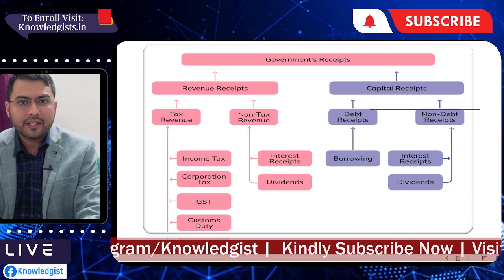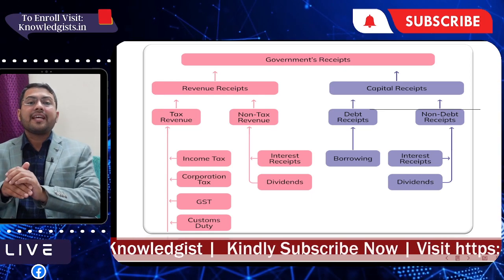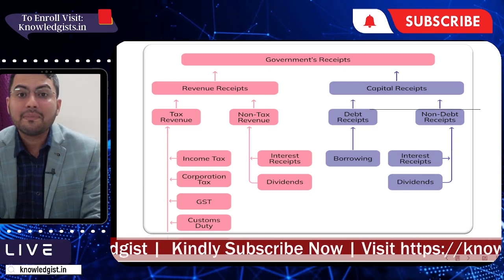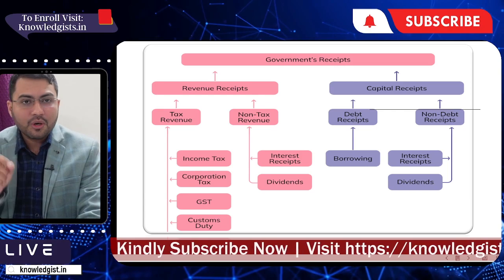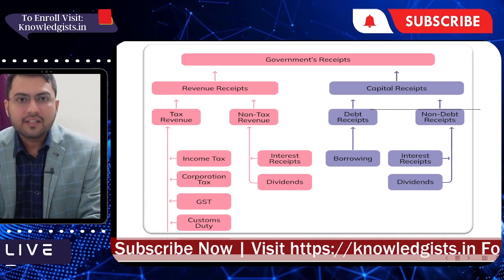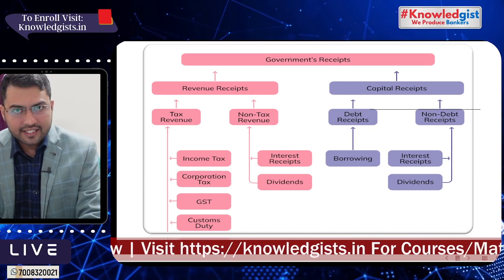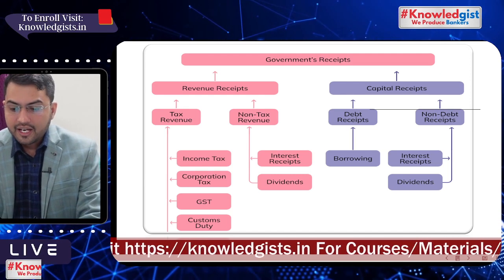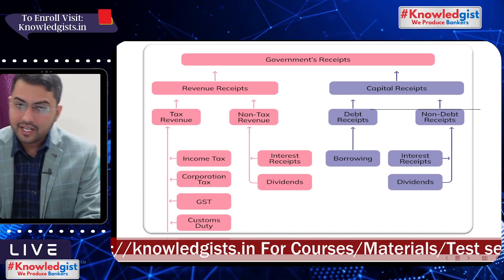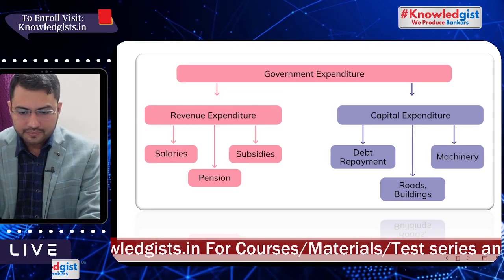On behalf of the government of India, the shareholder's name or the promoter's name is President of India, right? So when the profit is incurred, dividend is paid, right? Then the capital receipt: debt receipt is borrowings, and non-debt receipt is through interest receipt and dividends.